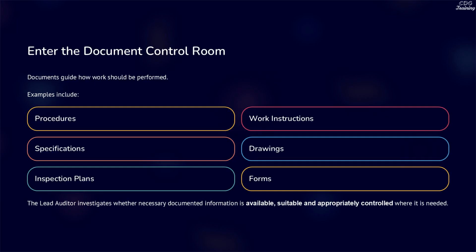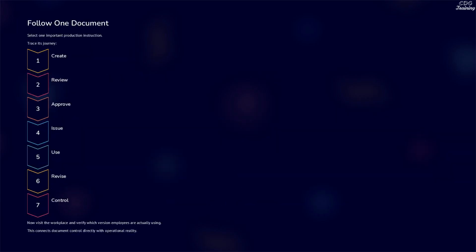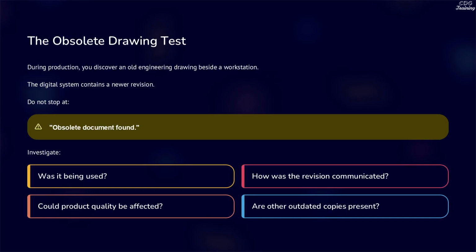Documents guide how work should be performed. A lead auditor checks if information is available, suitable, and controlled where needed. Tracking a document's journey from creation to control ensures it aligns with operational reality. This prevents discrepancies between documented and actual processes. Discovering an obsolete document during production requires investigation. It's crucial to check if it was used and how revisions were communicated to prevent quality issues.